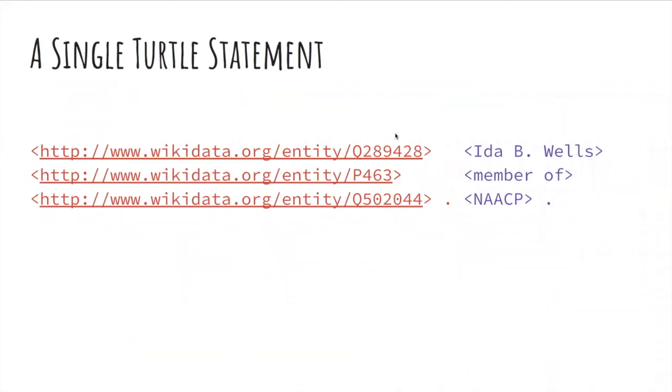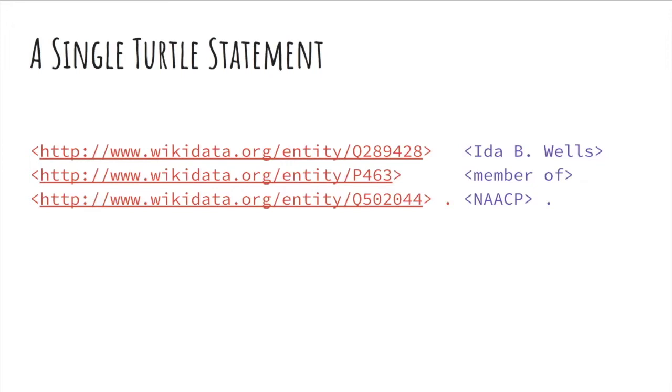In Module 2, we will focus on the turtle syntax for capturing and expressing RDF. In this example you see on the screen here, we have a single statement, all in red text there on the left, and it asserts that Ida B. Wells was a member of the NAACP. The first URI is for Ida B. Wells, the second URI for the property member of, and the third URI is for the NAACP.